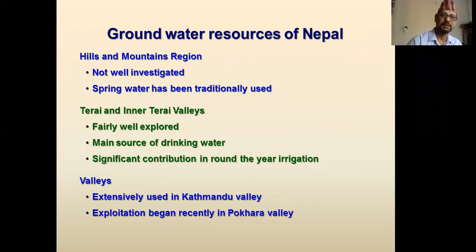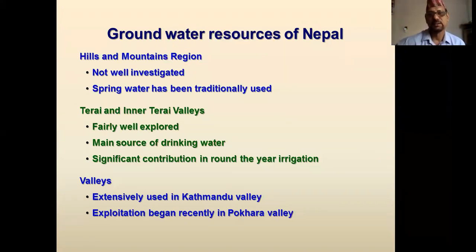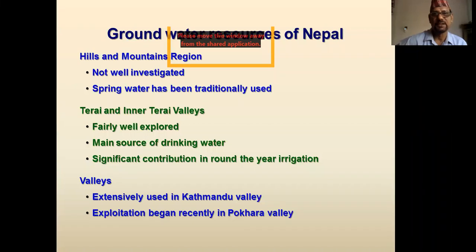But if we see the groundwater in the hills and mountains, it is not well investigated. Spring water has been traditionally used, and that still continues. But in recent times, the trend of drilling tube wells and exploiting groundwater has evolved in the hilly and mountainous region. But there is a challenge: the mountain aquifer is much more delicate than the aquifer in the Tarai region or in the plain area, because even with small changes in the exploitation rate, the availability will change drastically.